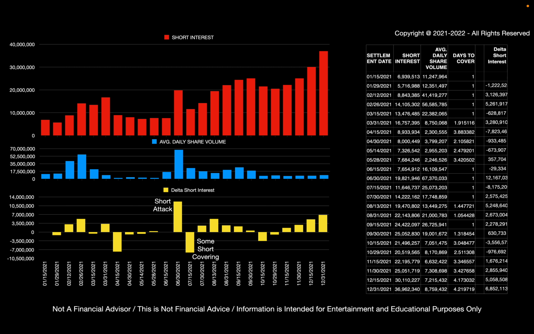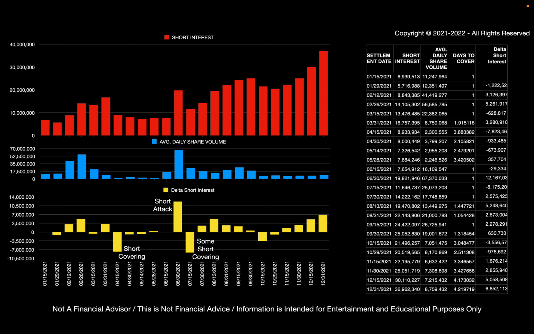There was some short covering there because the deltas clearly show that there was a decrease in short volume. Whenever the deltas are negative, that means that you may have some potential short covering. Now the covering here is not as much as the short attack. About 8 million shares were covered and 12 million shares were shorted. So that leaves a positive 4 million shares left there. They didn't fully cover there. They just covered some, not all.